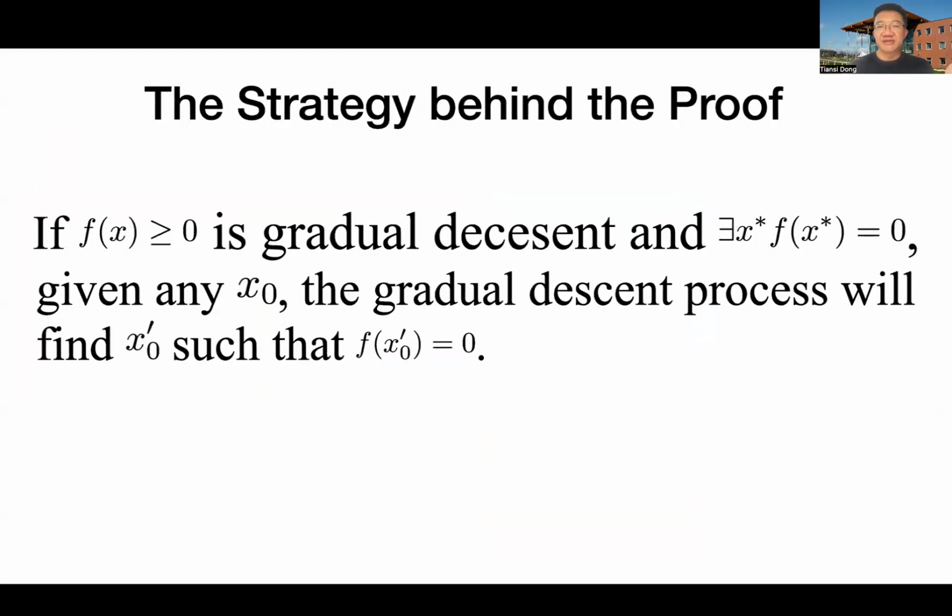The strategy behind this is that if we have a function greater than or equal to 0, and it's a gradual descent, and then if we can find a value x star for which this function returns 0, then for any x0, any value, we can use the gradual descent process to find x apostrophe 0 such that the function will return 0.